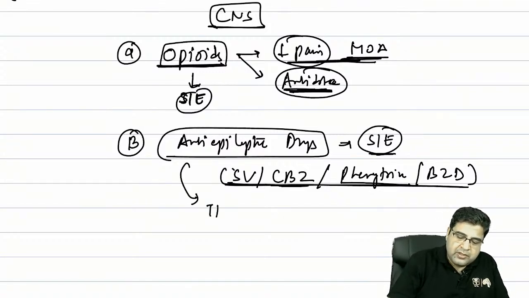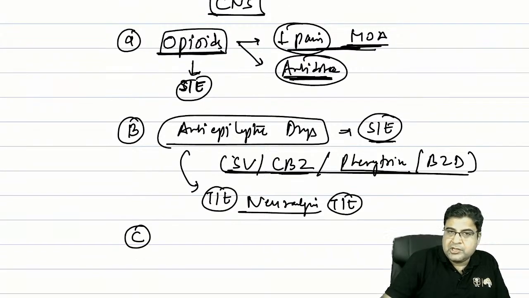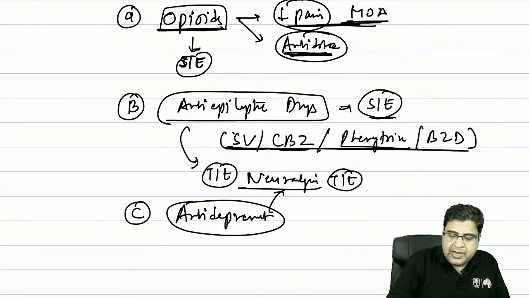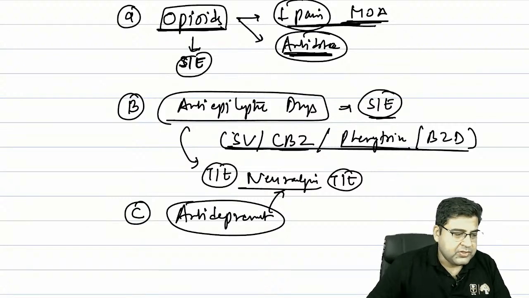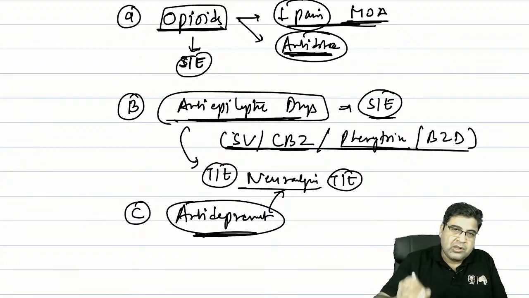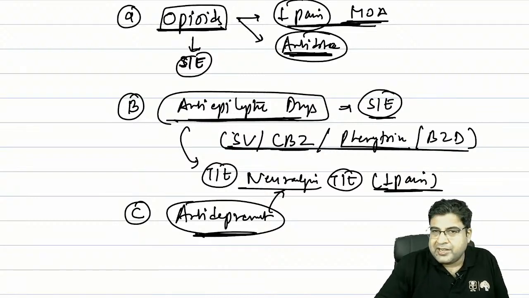And also in relation to anti-epileptics, you have to read about neuralgia. The treatment of neuralgia is very important, because neuralgia can be related to antidepressant drugs also. In the treatment of neuralgia, we use both anti-epileptics and antidepressants. So this is also a treatment of pain. And pain is very important for a dentist.